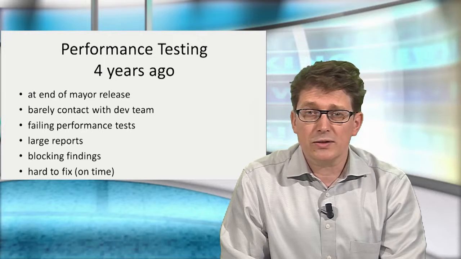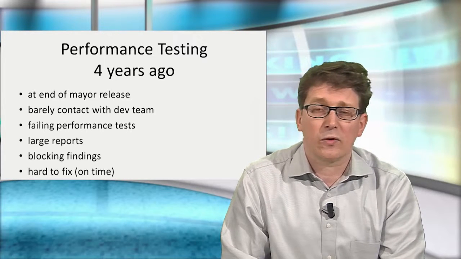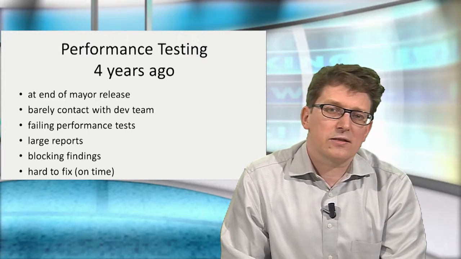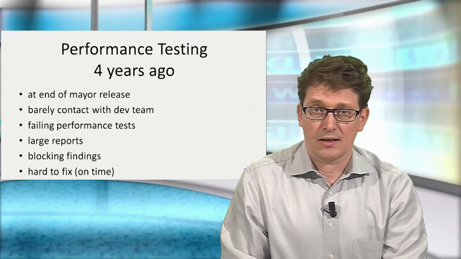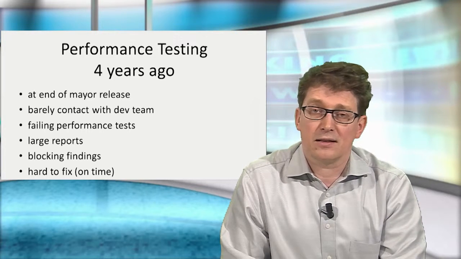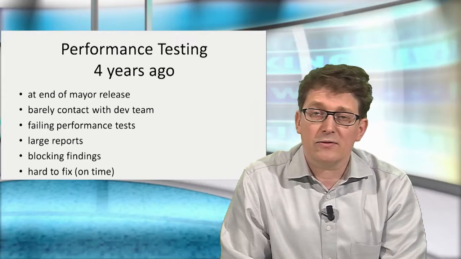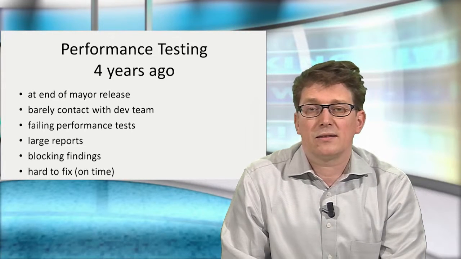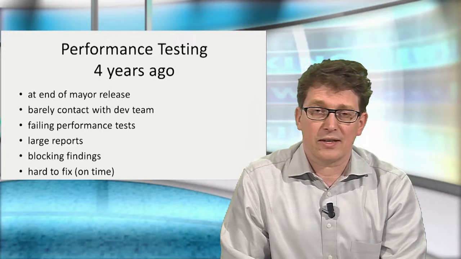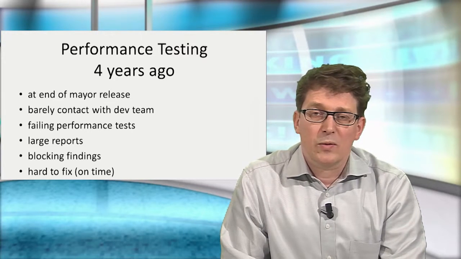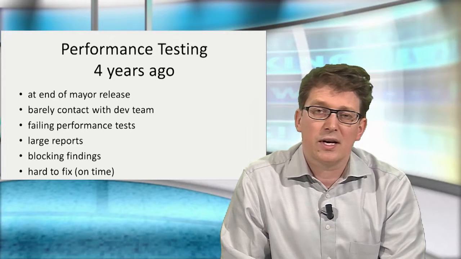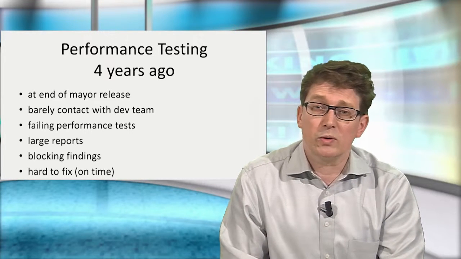The communication was not very good. And as a result of that, we had a lot of failing performance tests. And when we finally had a running performance test, a large report was being created, which took a lot of manual analysis. And in that report, we could report blocking findings. And if blocking findings were found, a project could not go live. And very close to a deadline, that's very annoying to projects. And it was hard to fix everything on time. A lot of times, with the risk assessment, projects would still go live, knowing that there was an issue with performance, which maybe could be solved by throwing in more CPU, which is a costly affair.